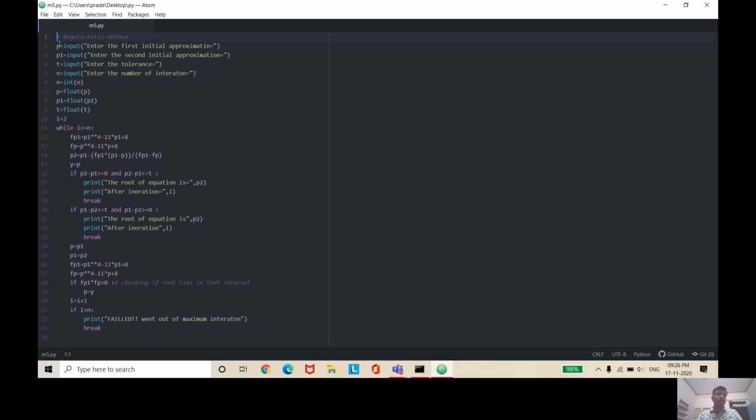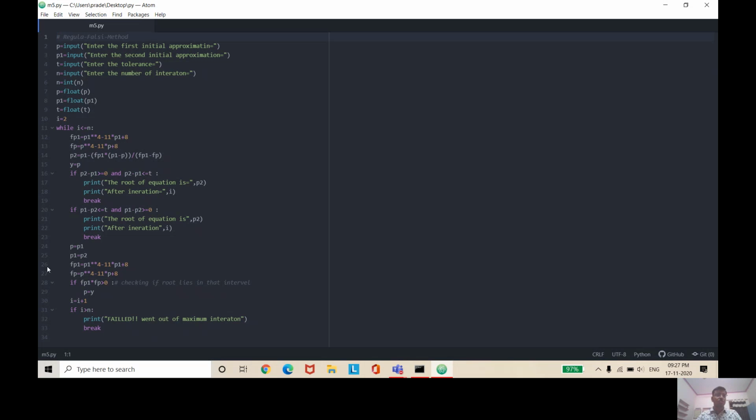Here basically I have given variables p, p1, t and n to the initial first approximation, second approximation, tolerance and number of iterations. I have given the type of variables: n is an integer, p is float, p1 is also float, and t, the tolerance value, is also float. One thing we have to keep in mind is that i should start from 2 onwards. So i is equal to 2.